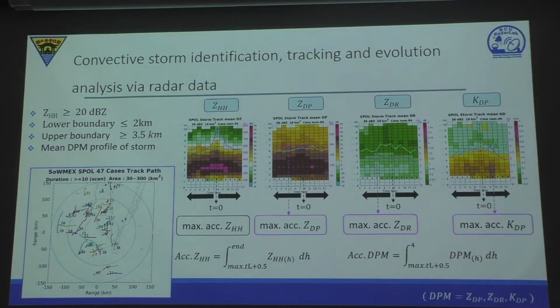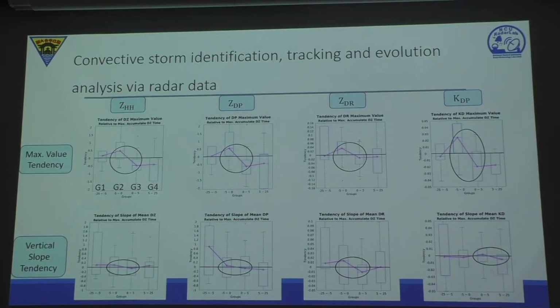That's what the question looks like. So once we have that, we want to know the evolution of the convection. So this is the example from we classify the developing stage and the dissipating stage into 4 groups.